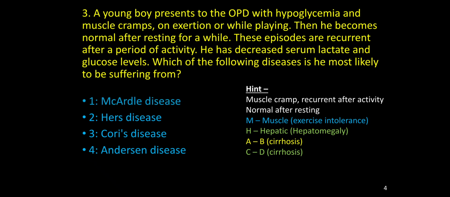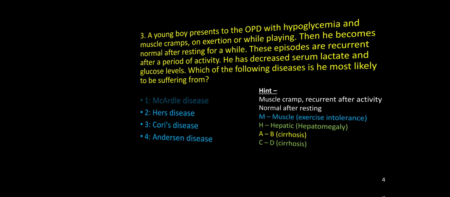So from this case scenario you have to take the hint. From the case scenario you have to find hypoglycemia, and second, muscle cramp, and this episode is occurring frequently and is also becoming normal after some time. So the right answer in this case is muscle phosphorylase enzyme deficiency, which is seen in McArdle's disease. So from the question you have to identify the hint, and from the hint you have to check your recall of all the theory, and from the theory you have to choose the right option or right answer.